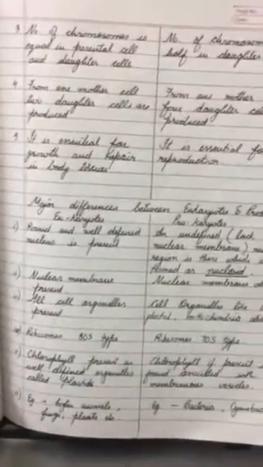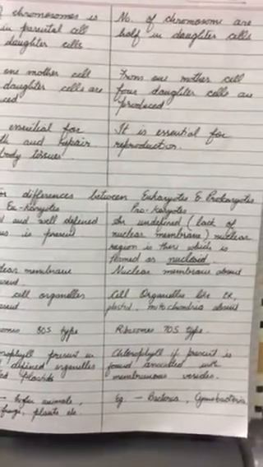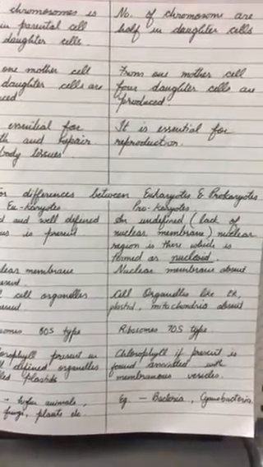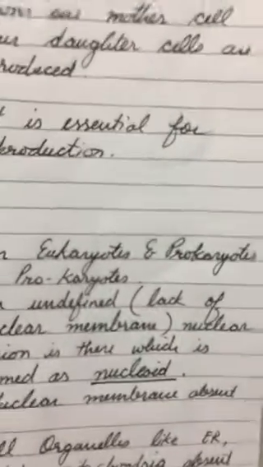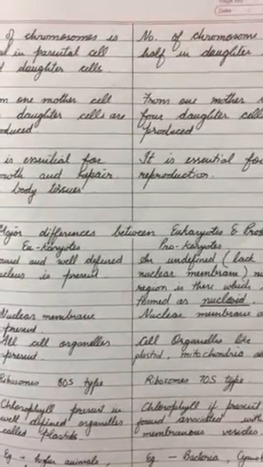Look at it carefully. A round and well defined nucleus is present, whereas an unidentified nucleus is present in prokaryotes. That is because of lack of nuclear membrane. A nuclear region is there, which is termed as nucleoid. Nucleoid. Now, nuclear membrane is present in case of eukaryotes. In prokaryotes, it is absent.